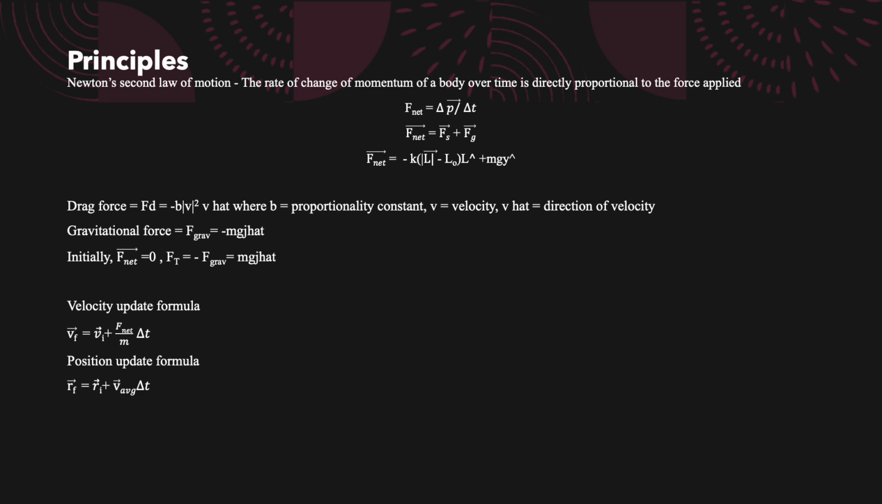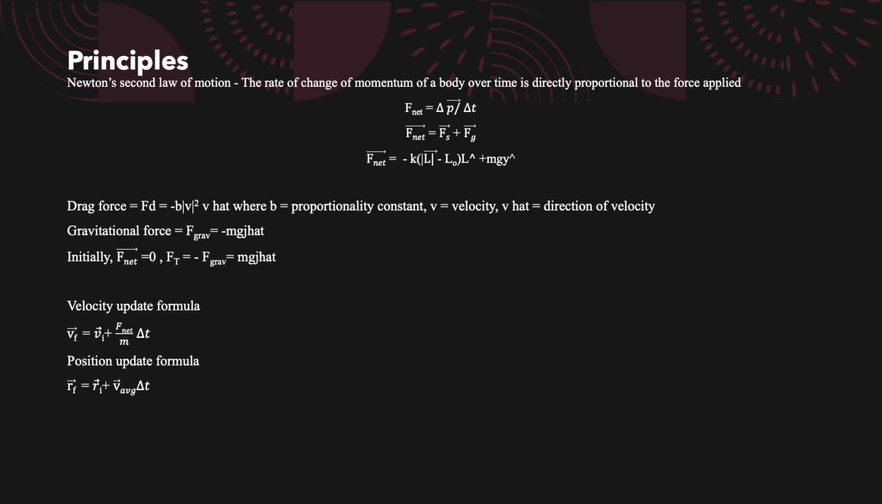The first principle I used is Newton's second law of motion, which states that the rate of change of momentum of a body over time is directly proportional to the force applied. So the net force is equal to the spring force plus the gravitational force. The drag force is negative b times the magnitude of the velocity squared times v hat. And the gravitational force is F-grav equal to negative mg j hat.